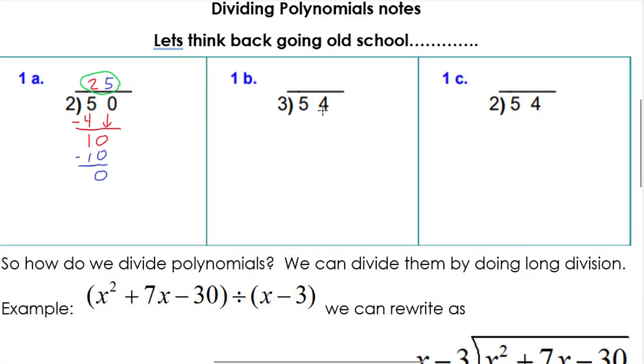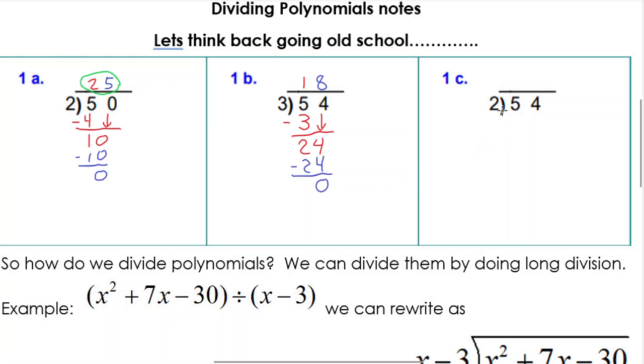We have 54 divided by 3. Well, how many times does 3 go into 5? It goes into it once. 1 times 3 is 3. And then we would subtract. 5 minus 3 gives me 2. And then I would bring down my next number, that 4. Continuing the old school method, I would say, how many times does 3 go into 24? Well, 3 goes into 24 8 times, because 8 times 3 gives me 24. And then I would subtract, right? 24 minus 24 is 0.